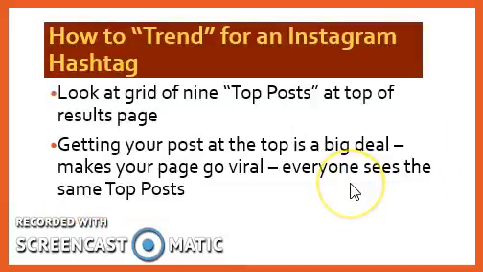So, to trend for an Instagram hashtag, if you ever search for a hashtag on Instagram, you've noticed that there's a grid of 9 top posts that appear at the top of the results page. These show you some of the most popular posts that were tagged with that hashtag. Getting your post up there is a big deal because everyone sees that exact same top post. So it most likely means your page has gone viral.